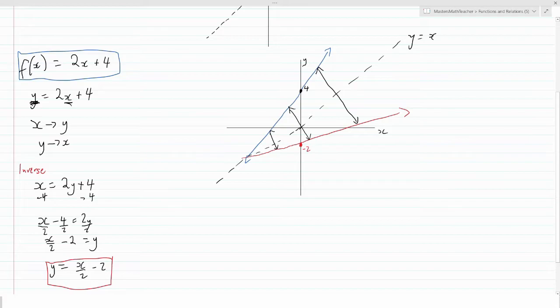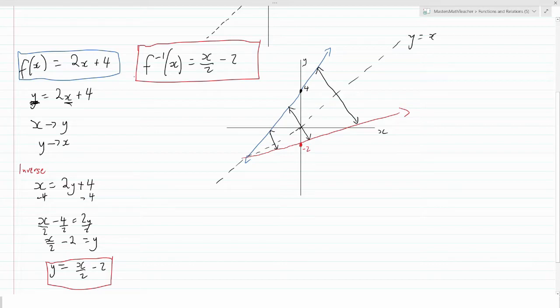Now some notation for this. What we do, if f of x is the original function, we denote the inverse with f -1 of x. And it equals x over 2 take 2. So this is our inverse function. Okay, that's our notation for inverse. So if f of x equals the original, then f -1 of x is the inverse. The same applies if the letter was g or h. It would be h -1 or g -1.